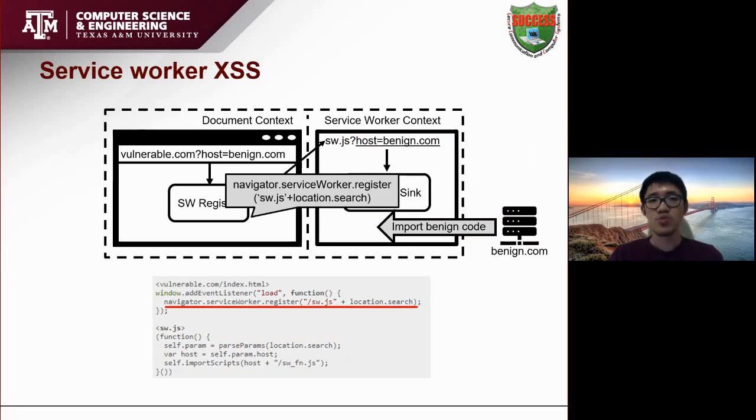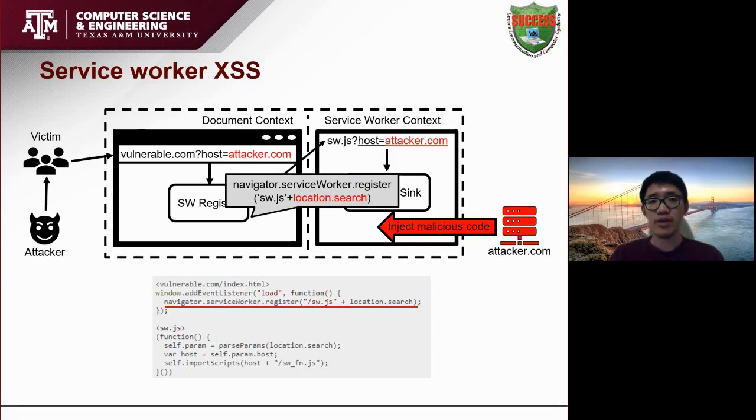Moreover, this website directly uses location.search inside the register API. This can easily allow a web attacker to send a URL with a malicious parameter to a victim and remotely compromise the victim's service worker if the victim simply clicks on the URL. As the installation is done stealthily in the background, the victim likely will not notice that the service worker is already compromised.